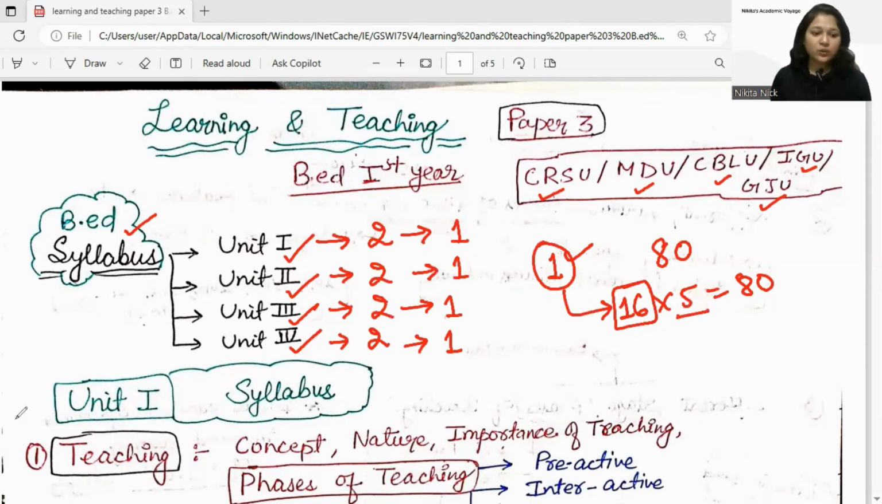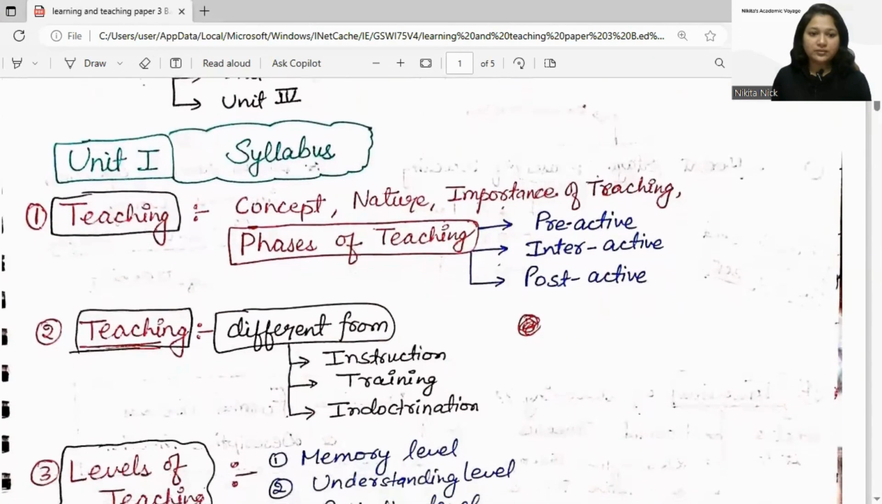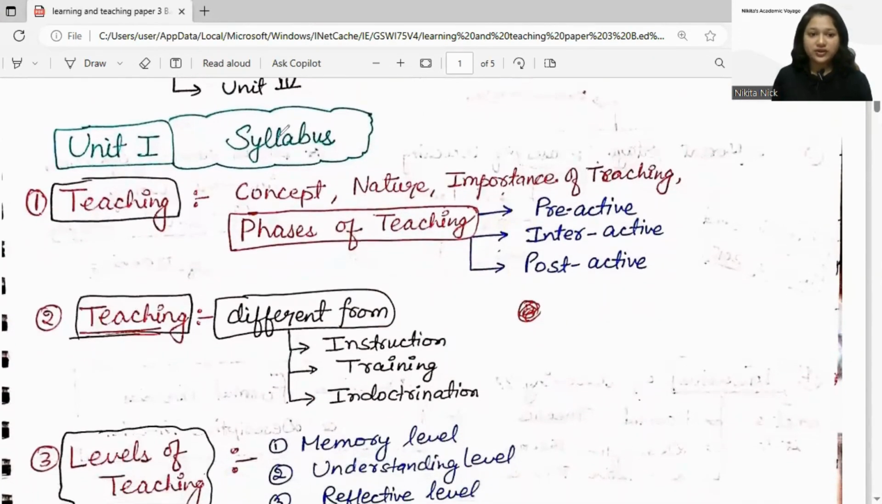So let's see what is in your syllabus of Unit 1. In Unit 1, Learning and Teaching, you have teaching. You have to know about the concept, nature of teaching, importance of teaching, phases of teaching. So remember one thing. What do you mean by phases of teaching? Phases are pre-active, interactive, post-active. Then second one is teaching. Again teaching, but here you are going to answer about different forms of teaching. Different forms of teaching are instruction, training, indoctrination, which is a really, really important question. You are going to get this question at least among 2 options.